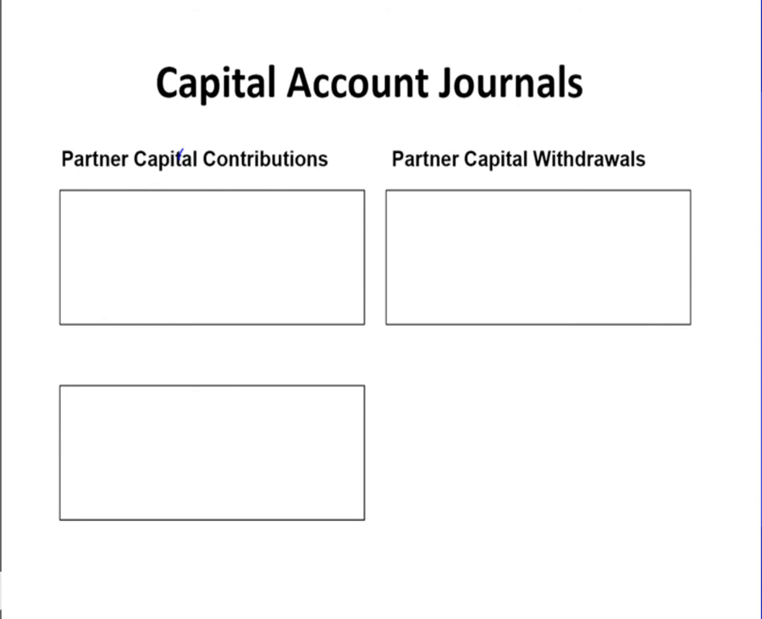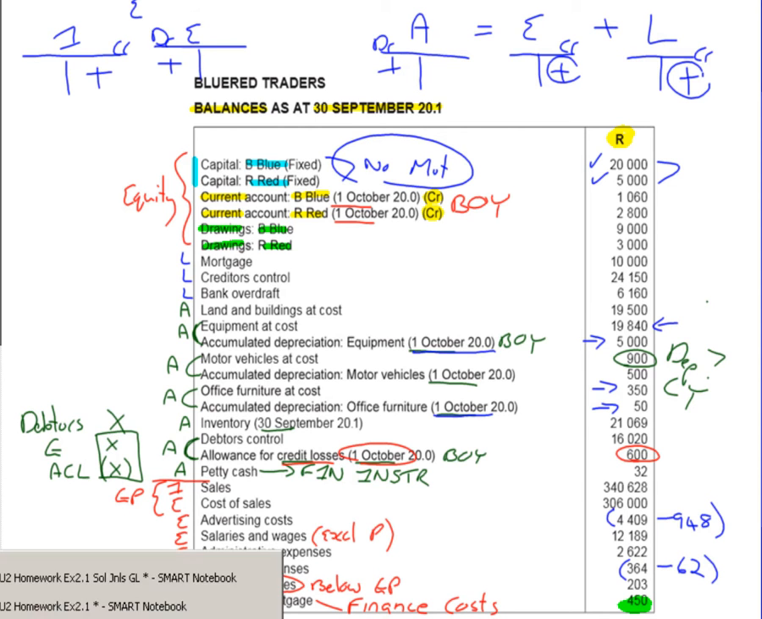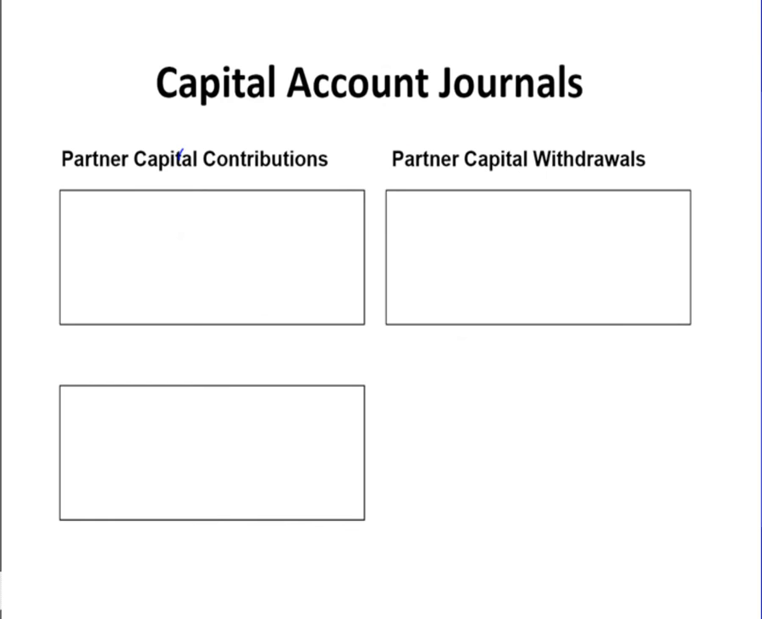First of all, capital accounts. Were there any capital account movements? There were no movements in the capital account, so there's no need to record any contributions or withdrawals. So those are not applicable. There was nothing that went through the capital accounts.